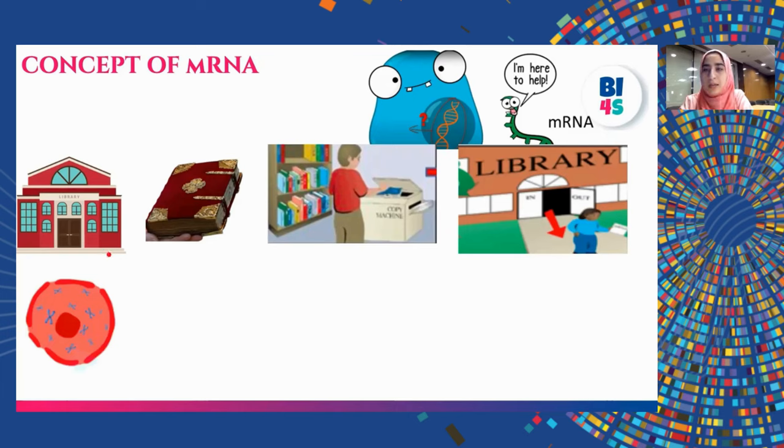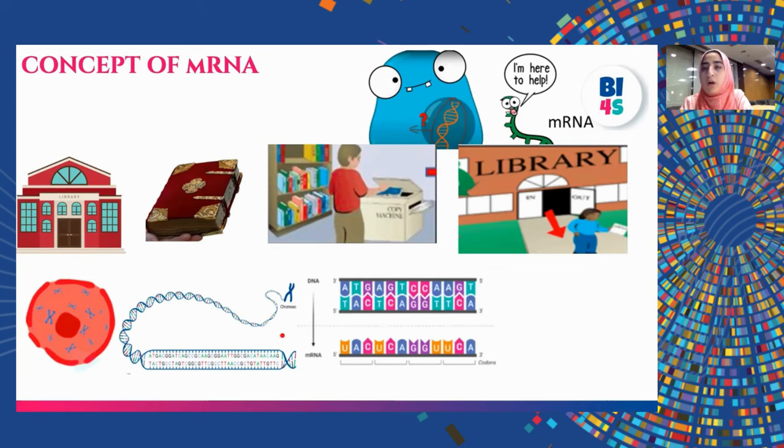Consider a nucleus to be a library which houses the most important book within it, which is the DNA. So the part of the DNA that we need is photocopied because this DNA cannot go out of the nucleus since it might get lost or damaged. We only photocopy the part of the DNA that we need, and that photocopy is known as mRNA. So this DNA is converted into the mRNA while the original DNA resides in the nucleus itself. And the mRNA can come out of the nucleus to carry the message forward.